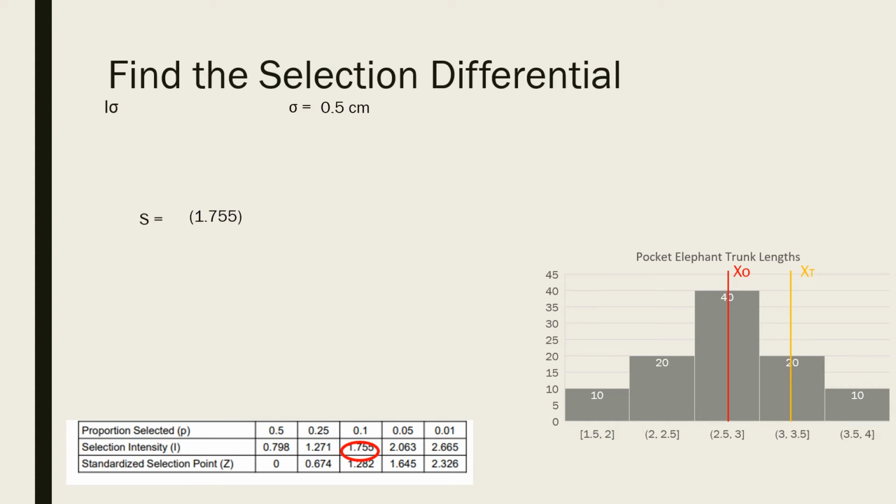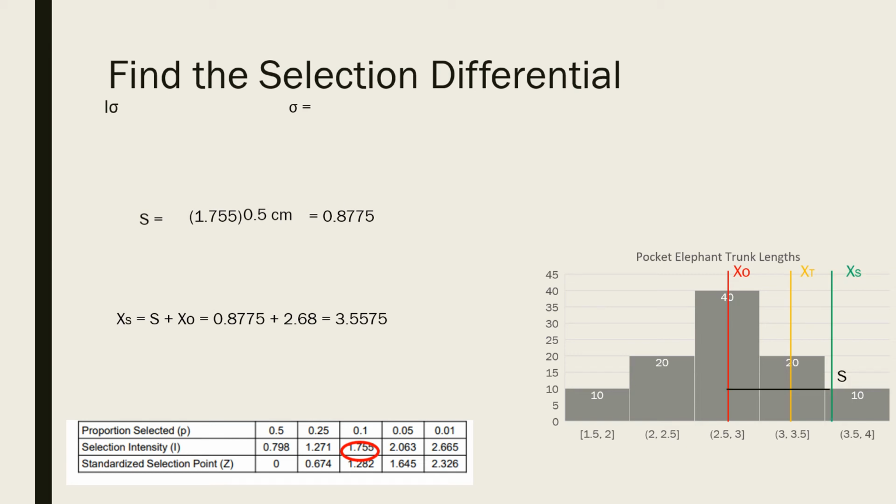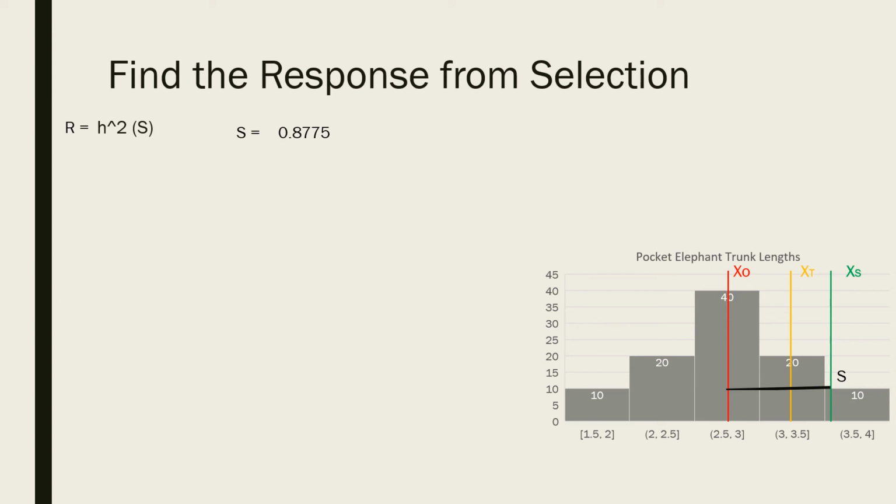We can then use this to find the mean of the sample population by the equation x sub s equals S plus x naught. So we have 2.68 plus 0.8775, and we get x sub s to be 3.5575. We now have the selection differential S, which is equal to 0.8775.